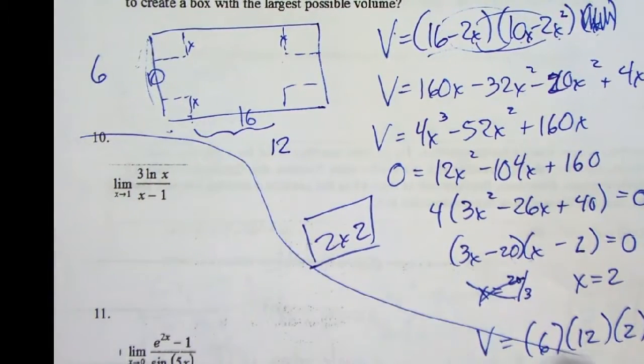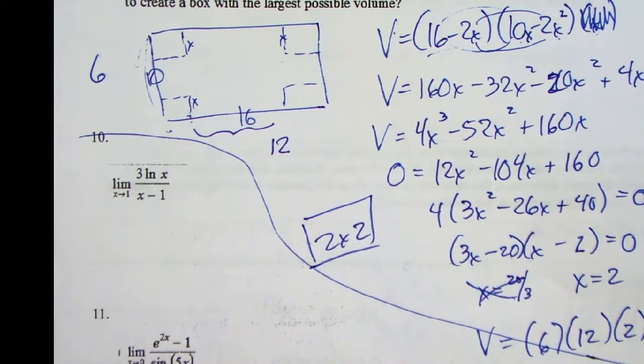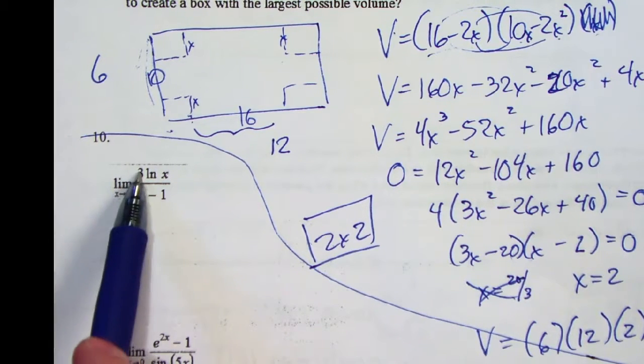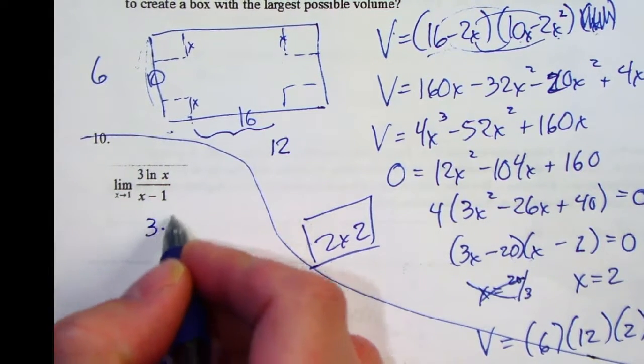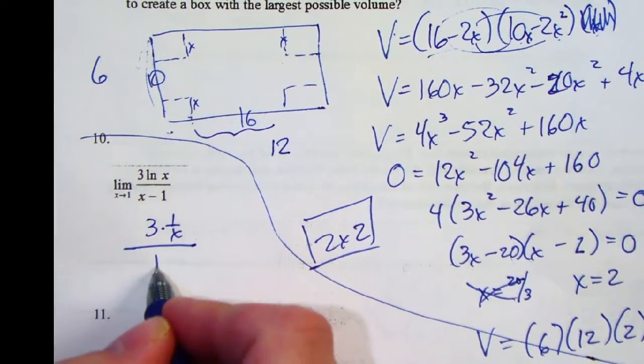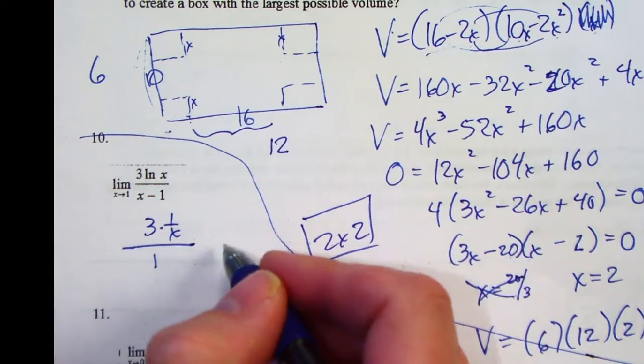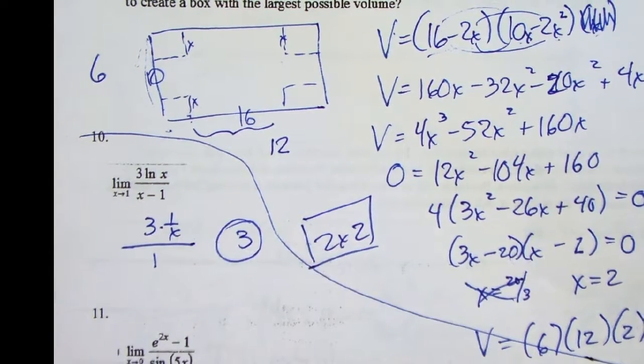Alright, number 10, now that I've obliterated that whole thing. This is L'Hopital's rule, so if I plug 1 in here now, I'm going to get 0 over 0. L'Hopital says if that happens, you can take the derivative of the top and the bottom and then try again. So if I take the derivative of the top, I will get 3 times 1 over x. If I take the derivative of the bottom, I will get 1. Now I can plug in 1 and everything's totally fine, and my answer is 3.